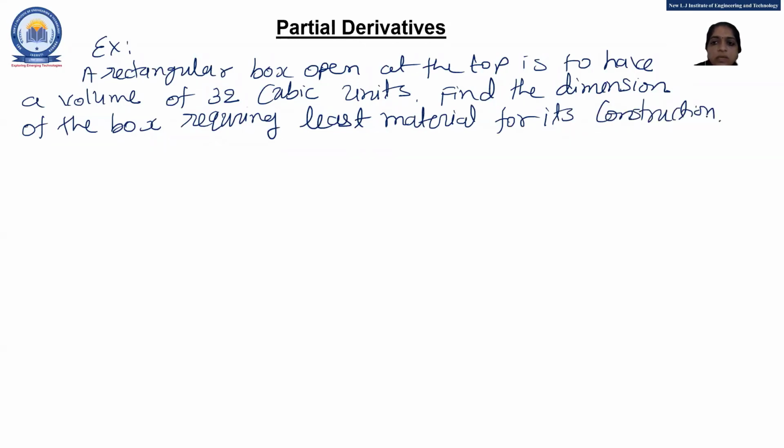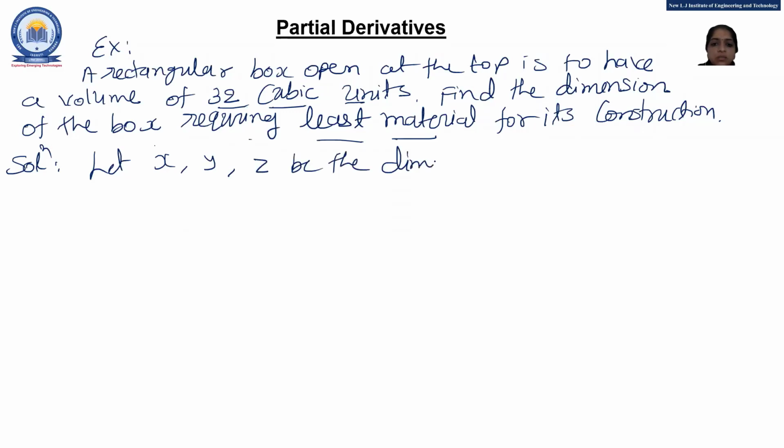Students, this is really a very nice example. Please read carefully. We have a rectangular box open at the top that is to have a volume of 32 cubic units. Find the dimensions of the box requiring least material for its construction. Okay, so let's start the solution. Here, let x, y and z be the dimensions of the box.